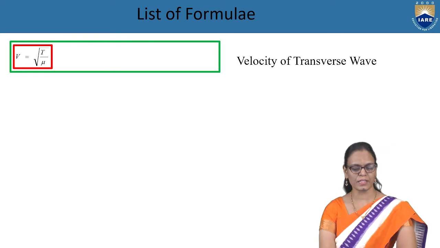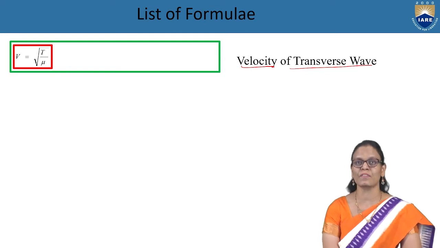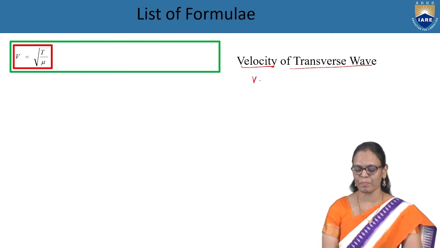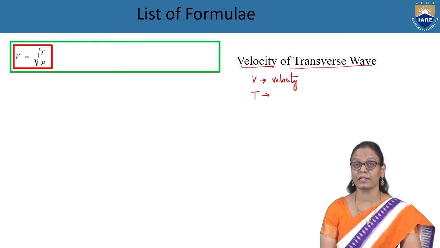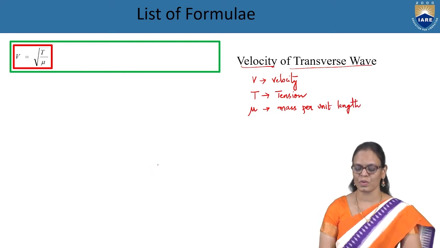So the first one is related to the velocity of a transverse wave. The velocity of a transverse wave is given by V is equal to under root T by mu, where V represents the velocity, T is the tension in the string, and mu represents the mass per unit length. So given T and mu, we can very easily calculate the velocity of a given transverse wave.